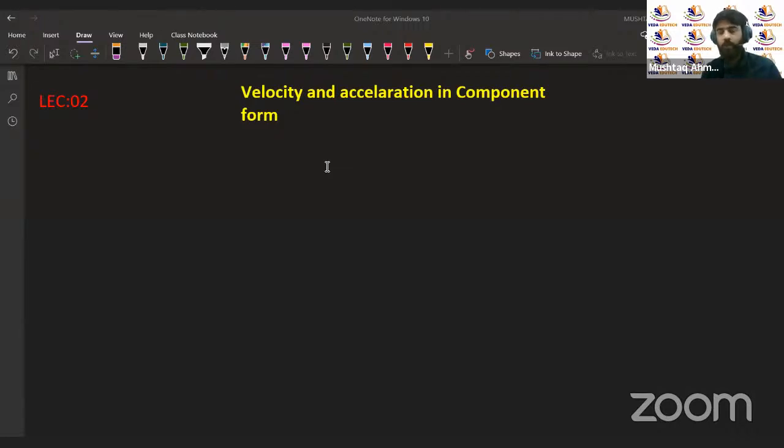So this is lecture number 2 for motion along a straight line. In the last lecture, we discussed velocity, acceleration, average velocity and average acceleration, and also the position vector, displacement and average speed. In this lecture, we'll be further discussing velocity and acceleration in component form, in Cartesian vector form.